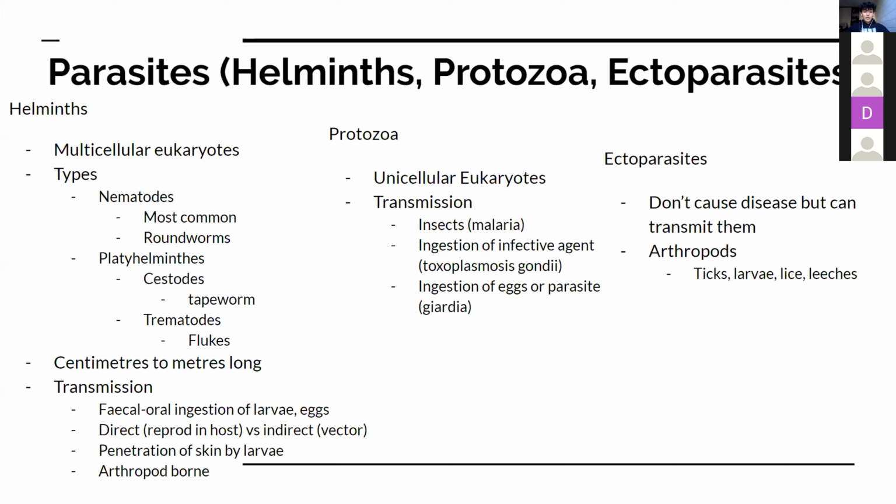Protozoa are unicellular eukaryotes, and those are transmitted by vectors, maybe insects, or by ingesting the infective agent, the eggs, or the parasite. Ectoparasites don't cause disease, but they can transmit them. They're basically arthropods, and they're not really asked about too much. Just if you hear ectoparasites, basically they don't cause disease. All right, let's move on to the next one.